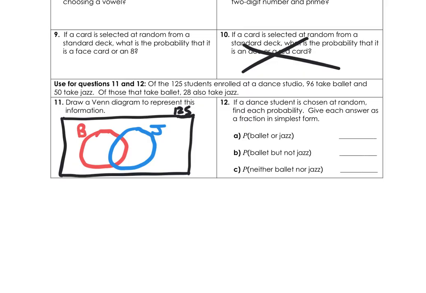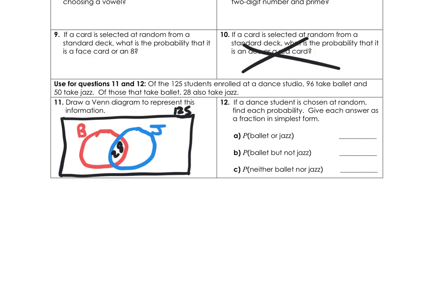The way these are worded is a little bit tricky, maybe. 96 take ballet, 50 take jazz. So what that means is 96 people are going to be in this circle right here, and 50 are going to be in the jazz circle. 28 of the ones that take ballet also take jazz. So that means the overlap right here would be 28. There's 28 people that do both.